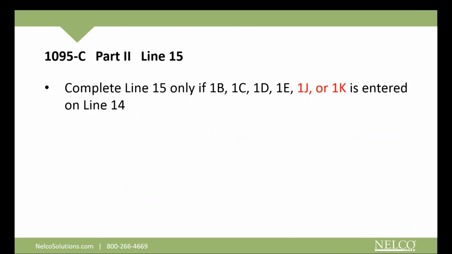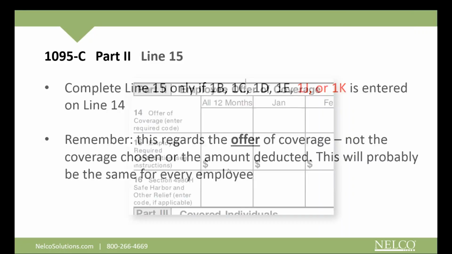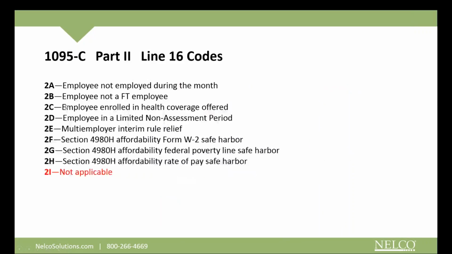Gotcha. A couple more questions about lines and codes here. What code do you use on line 16 if the employee declines coverage, where the code in line 14 is 1A? Sure. If the code in line 14 is 1A and the employee took coverage, you would want to use code 2C. If the code in line 14 is 1A and the employee declined coverage, again, 2E is priority, after that 2C, and then after that you choose the best code.